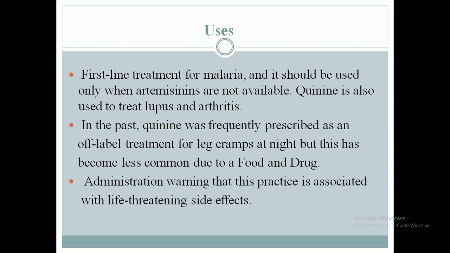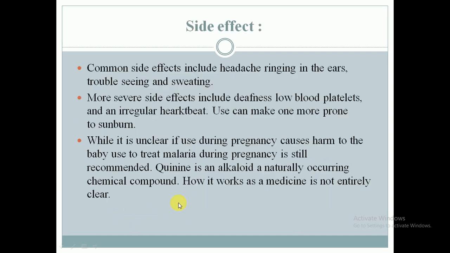Come toward the clinical indication. Quinine is the first line treatment for malaria, and it should be used only when artemisinins are not available. Quinine is also used to treat lupus erythematosus and arthritis. In the past, quinine was frequently prescribed as an off-label treatment for leg cramps at night, but this has become less common due to the Food and Drug Administration's warning that this practice is associated with life-threatening side effects.